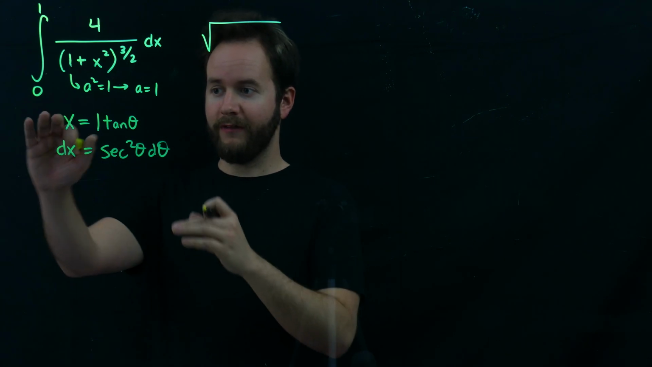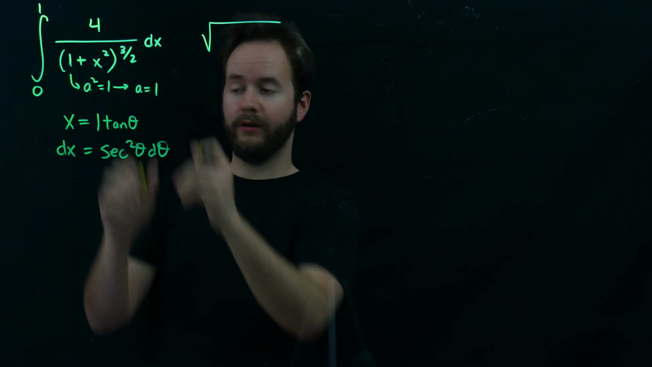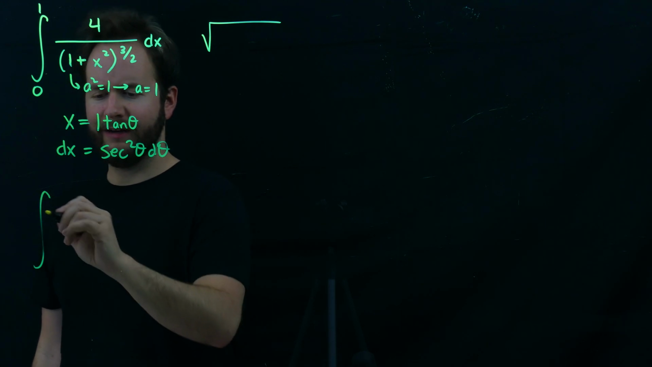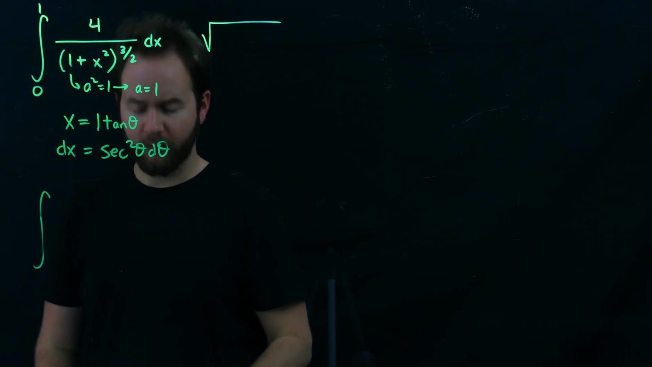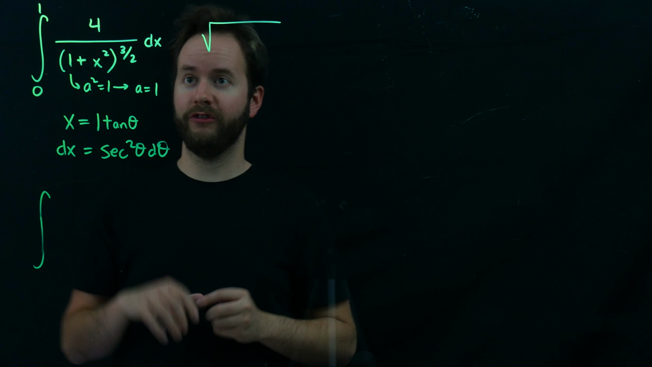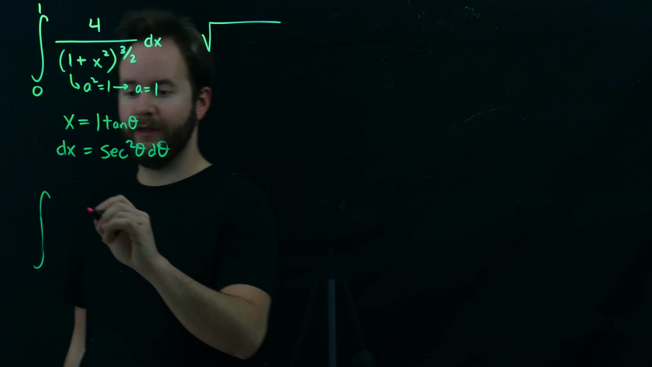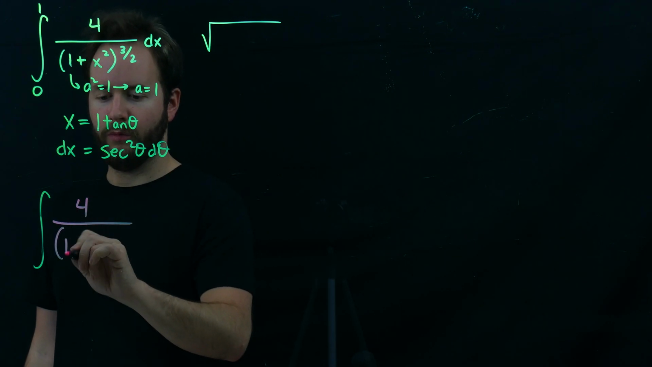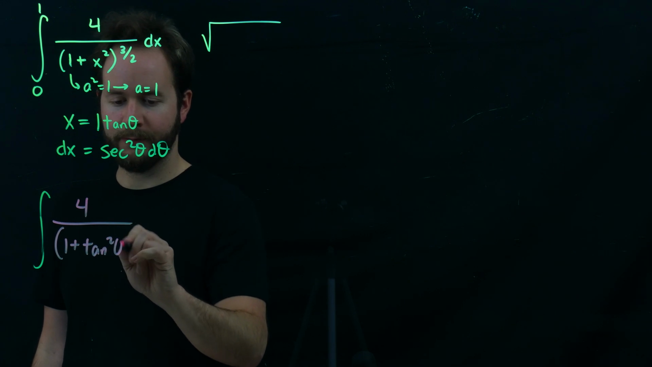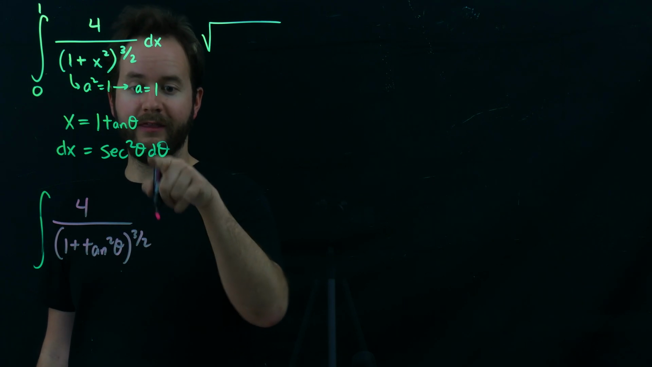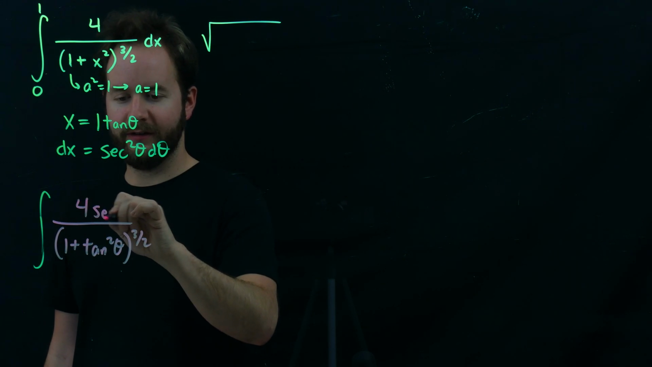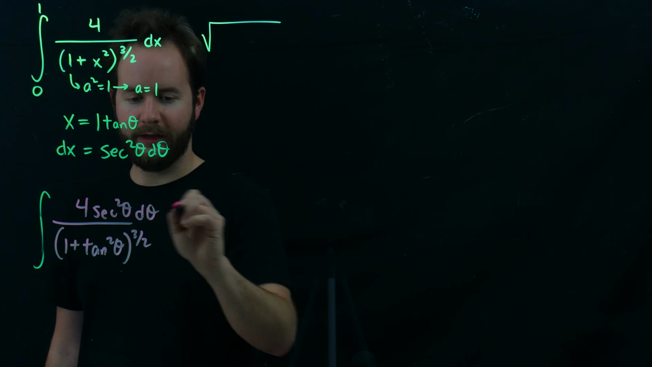The next step, once we have x and dx, is take these things and throw them into the integral. I'm going to recopy the integral. I'm not even going to worry about the bounds. The bounds aren't too important here, but I'm going to replace every instance of x by tangent theta and dx by secant squared theta d theta. So I have 4 over 1 plus tangent squared theta, and dx gets replaced by secant squared theta d theta.